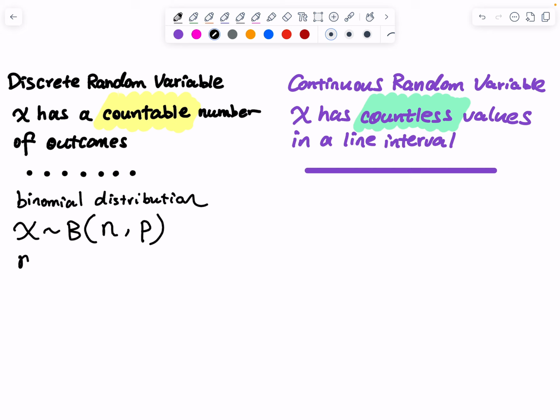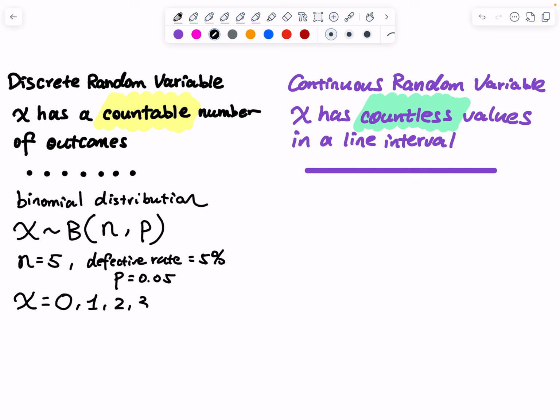Let's say I am testing 5 products, okay? They are all independent. You have 5 products in front of you, and then the defective rate is, let's say, 5%, and then the p is 0.05, and then the x is the number of defective products. Is that countable? Yes, because x can be 0. You test all 5 of them, you have no defective product. X can be 1, x can be 2, x can be 3, x can be 4, and then x can be 5. And then you have to use a binomial formula.